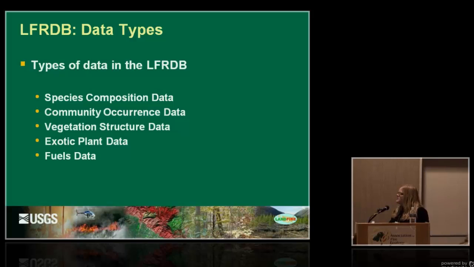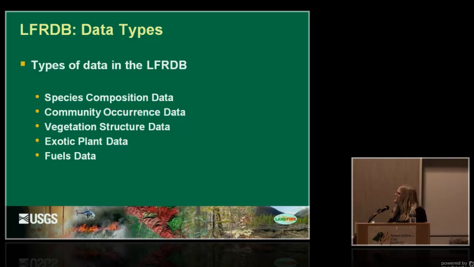Vegetation structure data is essentially any data that has information on heights, either per life form or plant taxon, which can inform height products. We also store exotic plant data in the LFRDB, and these plots are pretty much the ones that aren't included in the species composition data. So they're plots that have only information on exotic plants. And we also have fuels data. It's a combination of surface and canopy fuels data, and that information can be used to inform development of some of those products.